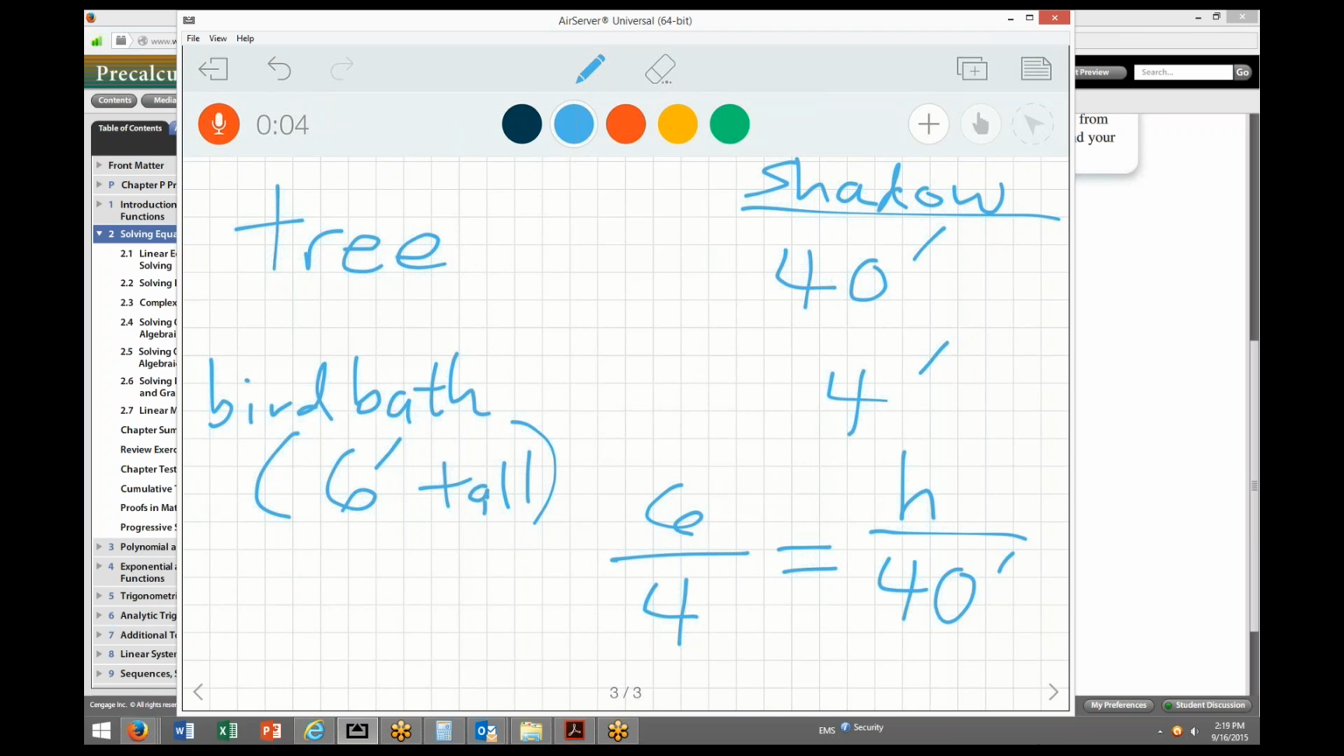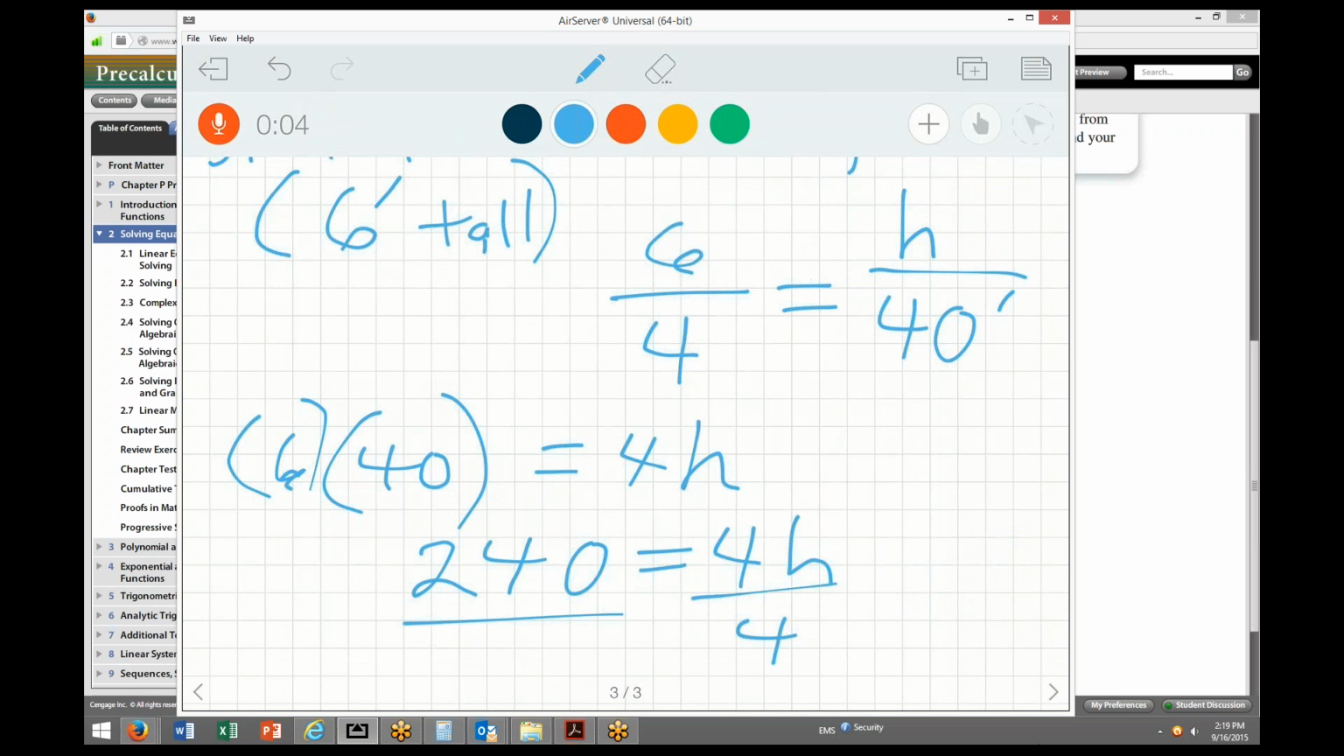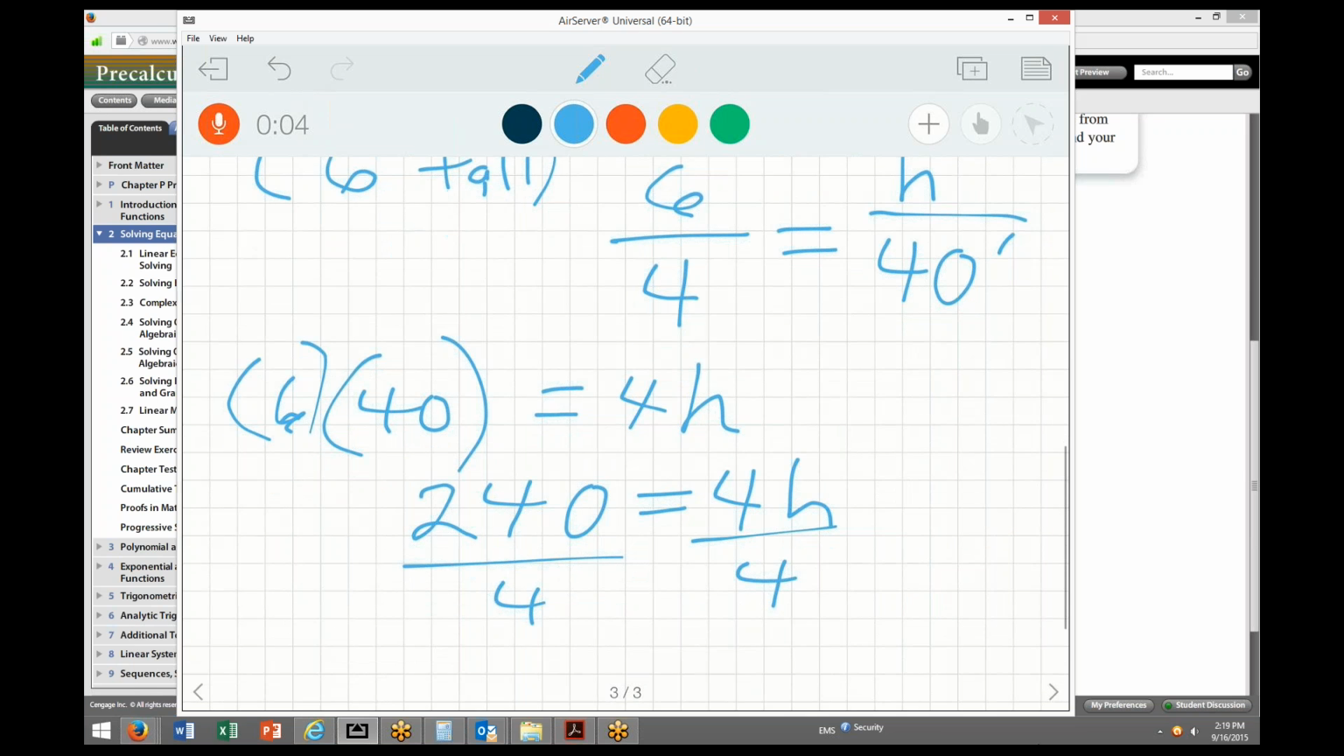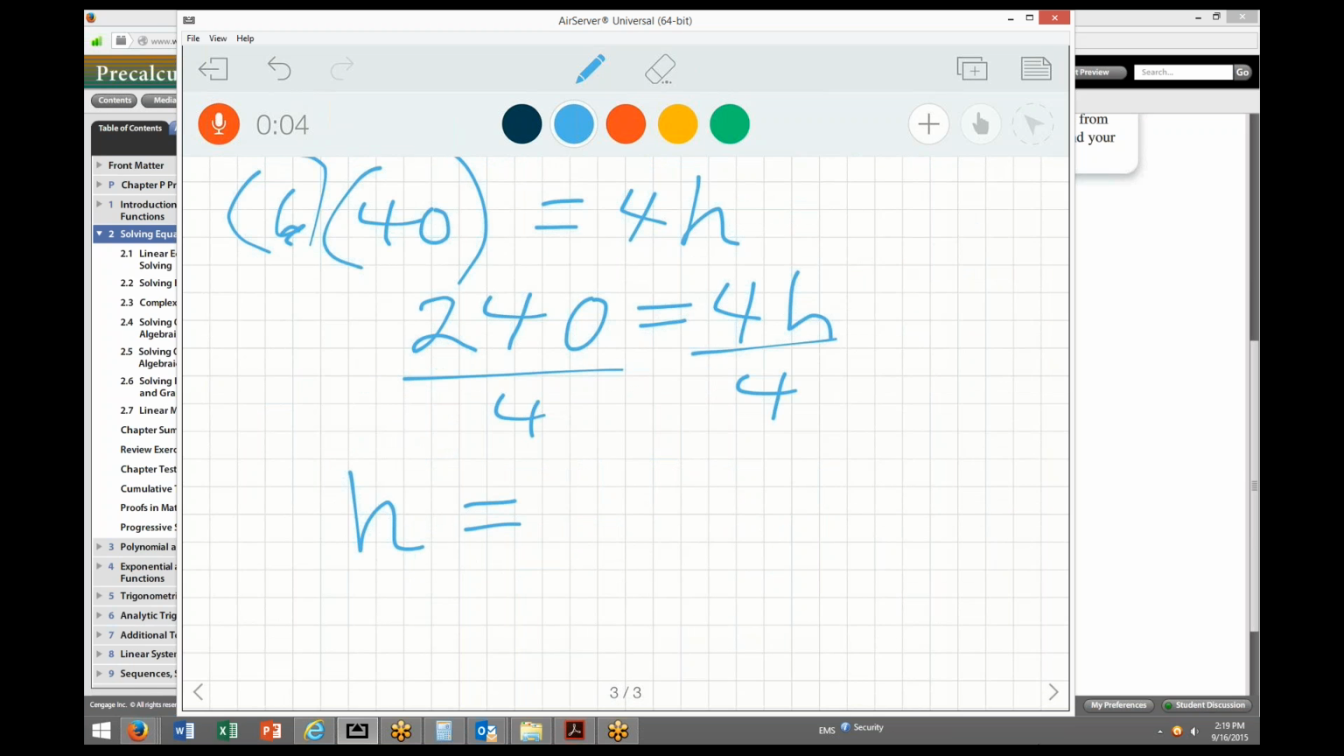Well, standard technique of solving a proportion is to cross multiply. So if we do 6 times 40, then that's got to equal 4 times H. So 240 has to equal 4 times H. Divide both sides by 4. Many of you are seeing where this was going already with such simple numbers. So this tells us that the height of the tree is 60 feet.